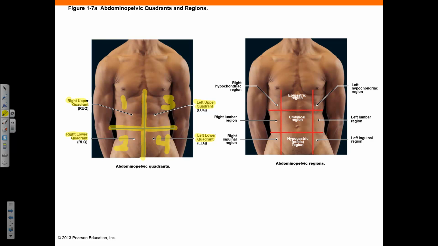In the case of the abdominopelvic regions, the area is divided into 9 sections, providing more precise locations to use as descriptors. Here we see the right hypochondriac region, the epigastric region, the left hypochondriac region, meaning below the ribs, and the right and left lumbar regions. The umbilical region, easy to remember because of the umbilicus being there. The right inguinal region, the left inguinal region, and the hypogastric or pubic region.